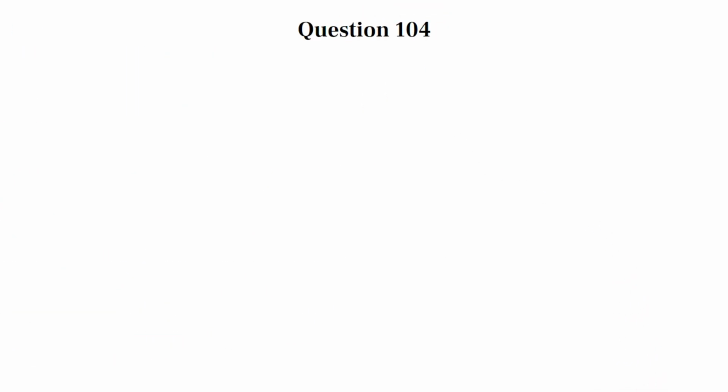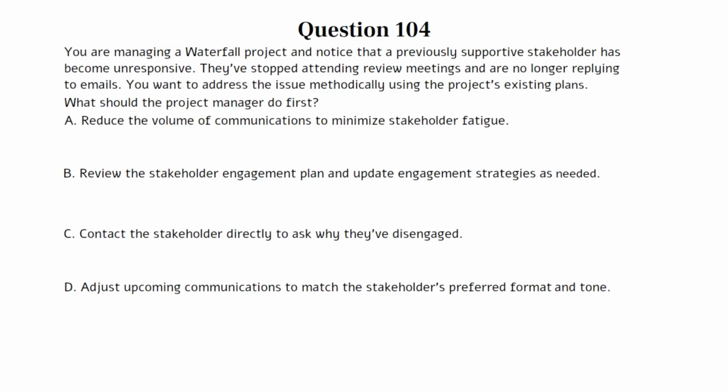Question 104. You are managing a waterfall project and notice that a previously supportive stakeholder has become unresponsive. They've stopped attending review meetings and are no longer replying to emails. You want to address the issue methodically using the project's existing plans. What should the project manager do first?